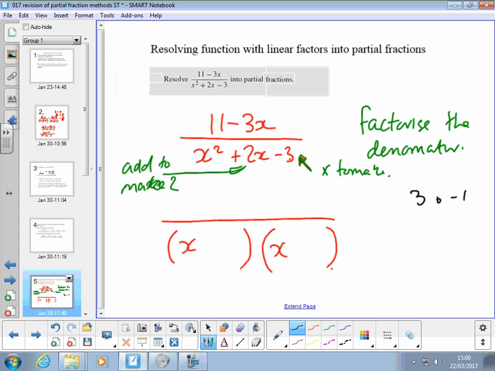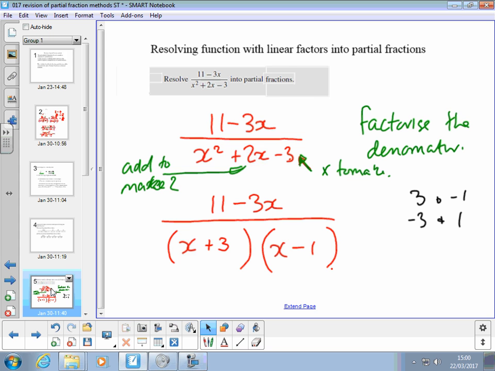3 and minus 1, and minus 3 and plus 1. Because the answer is negative, they have to be of different signs. That's obvious. So either of those two options will multiply together to make minus 3, but which pair will add together to make 2? 3 and minus 1. So our brackets must be x plus 3 and x minus 1. And the top line is this 11 minus 3x. So that's the first part, to factorise the denominator.